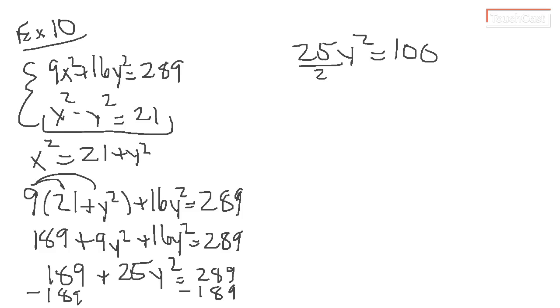If we now divide by 25, we're going to get y squared equals 4. Then we can take the square root of both sides. So y is going to equal plus or minus 2. So now we're going to take both positive 2 and negative 2, and I'm going to use that second equation to figure out some x values.